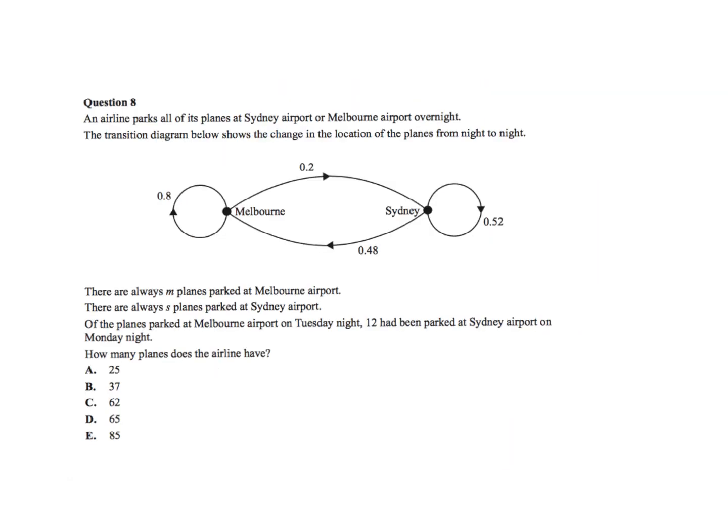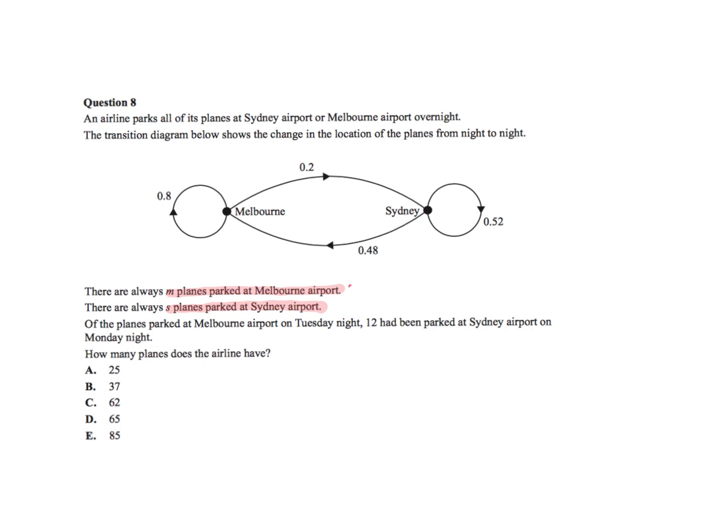Okay, so an airline parks all its planes at Sydney or Melbourne Airport overnight. The transition diagram below shows the changes in the location of planes from night to night. Now, there are always M planes at Melbourne Airport, and there are always S planes at Sydney Airport. This little fact there is very important.